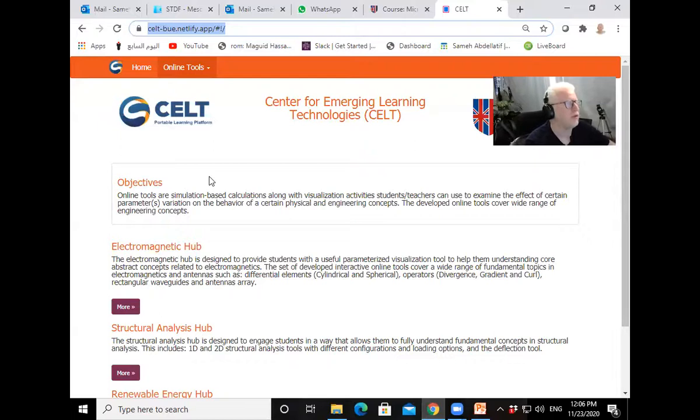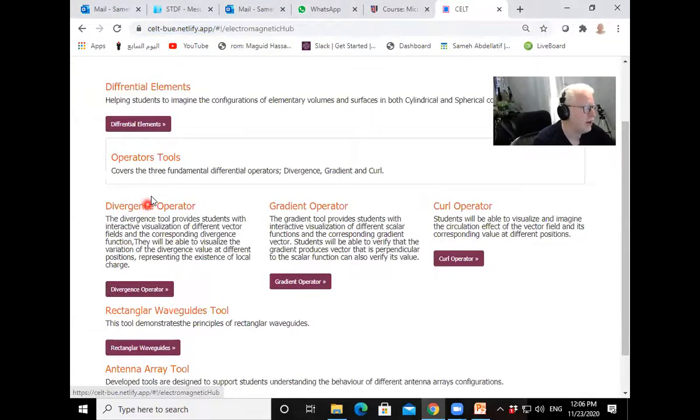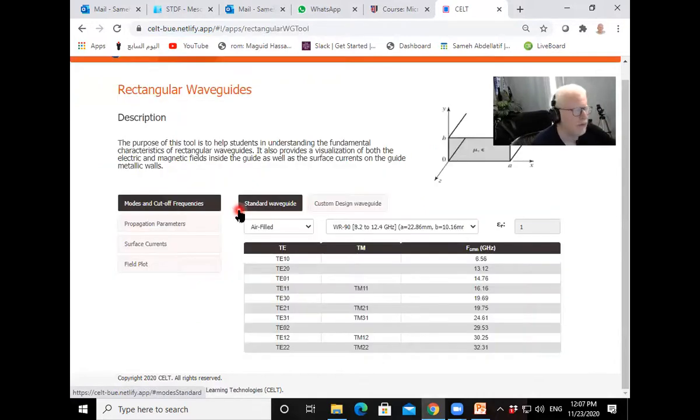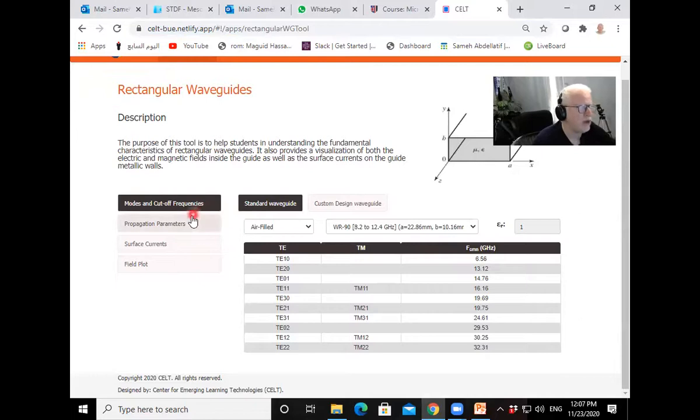What you are going to do is very simple. Let me show you our laser pointer. Okay, so you can check the electromagnetic hub, and then you go to what's called the rectangular waveguide tool here, as you can see. So now this is it. In the tool, we actually have 4 tabs indicating 4 different functions.